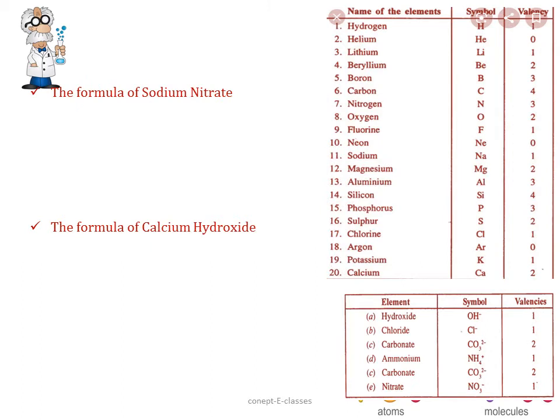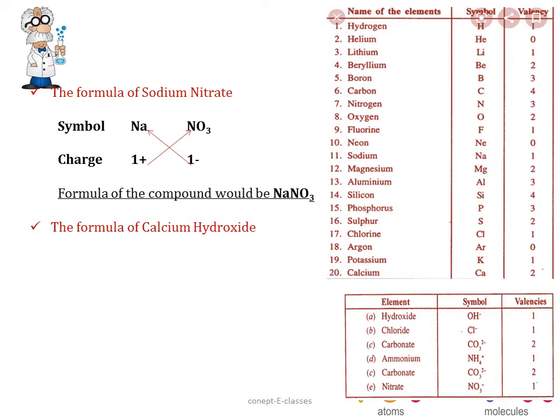Now to find the formula of sodium nitrate, first we write the symbols of the constituent elements: sodium, Na, and nitrate, NO3. Then the valency along with the charge for sodium is 1 plus, and for nitrate it is 1 minus, NO3 minus. Then we cross over the valencies. Here also the valencies of the two elements are the same. Hence the formula of sodium nitrate would be NaNO3.